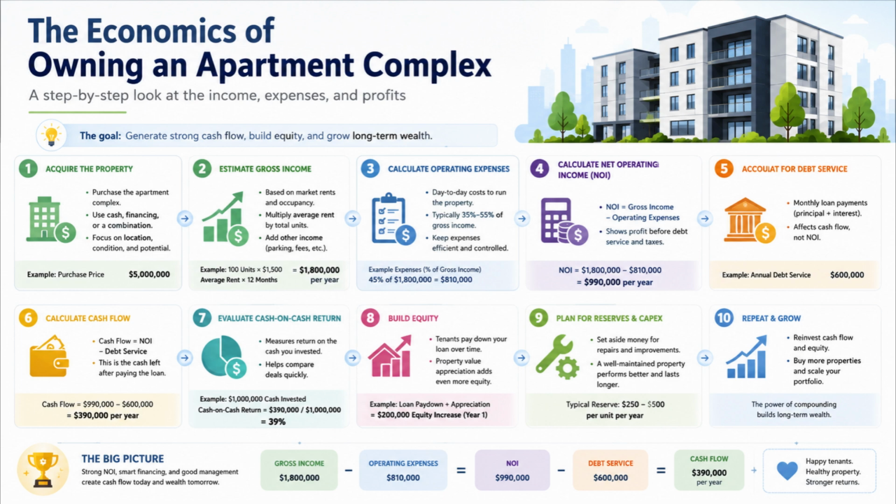Then, the owner calculates net operating income, also called NOI. NOI shows the profit from the property before loan payments and taxes. The formula is gross income minus operating expenses. So, in this example, $1.8 million minus $810,000 gives an NOI of $990,000 per year. This number is very important because it shows how strong the property is as a business before considering financing.